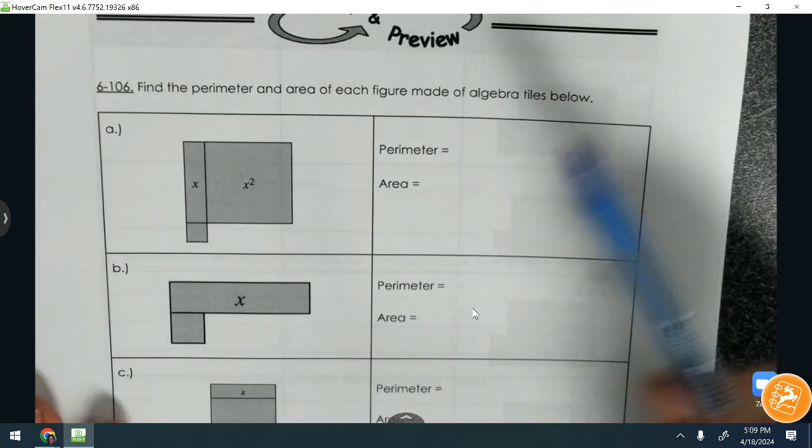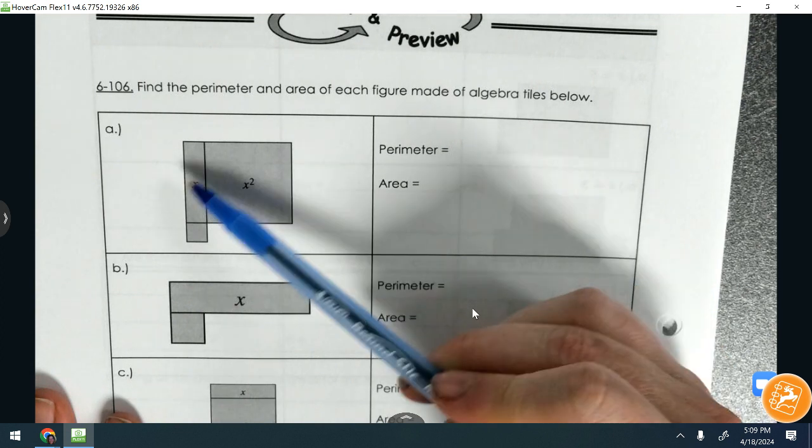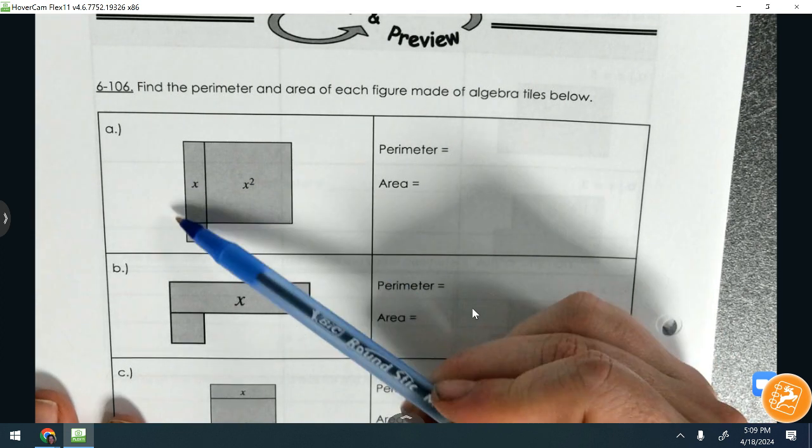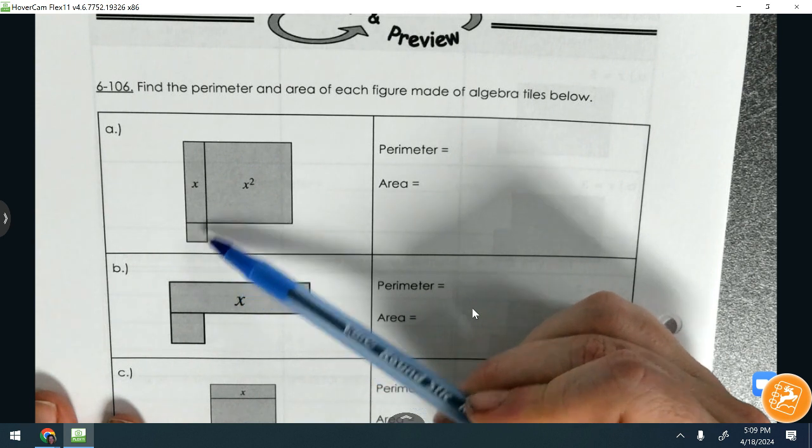So yesterday we talked about the area and perimeter of algebra tiles. So as a reminder, algebra tiles are named for their area.